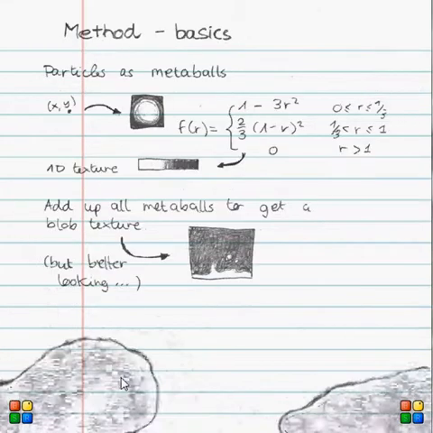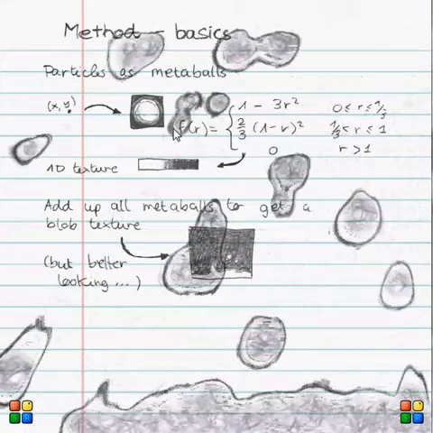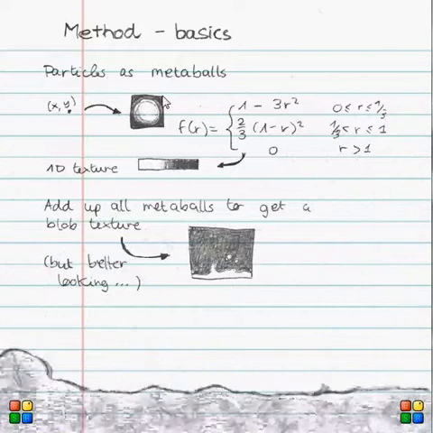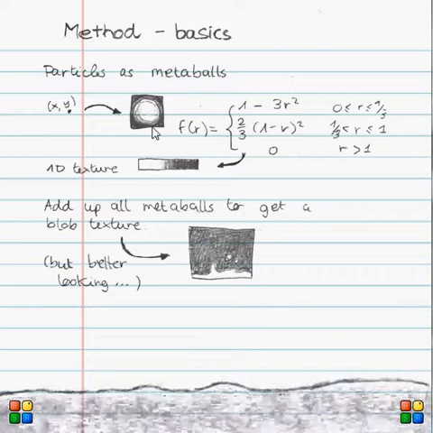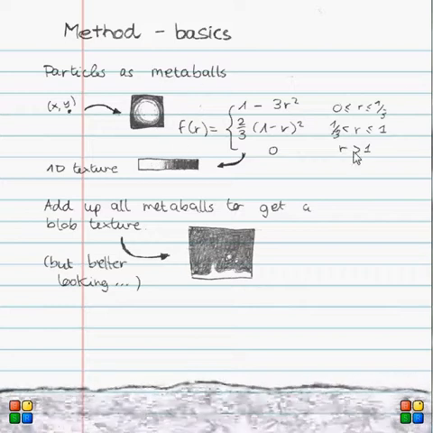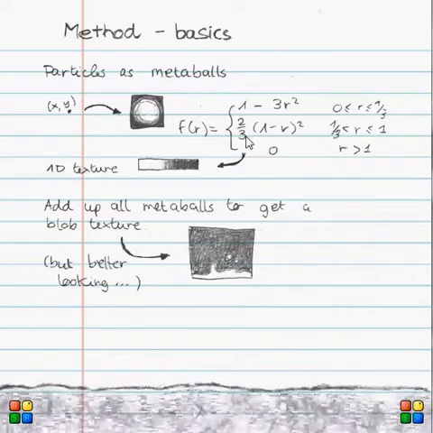So, each particle is rendered as a metaball. A metaball is bright at the center and grows darker towards the edges. It is a function of the distance towards the particle, and this is the function we used.